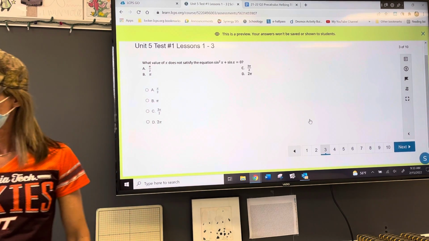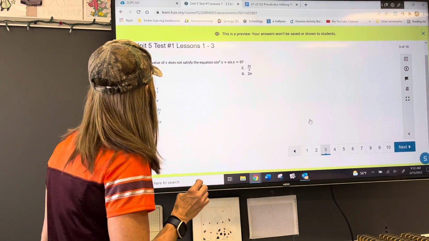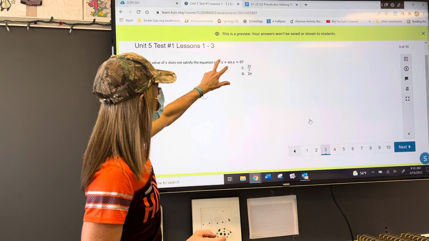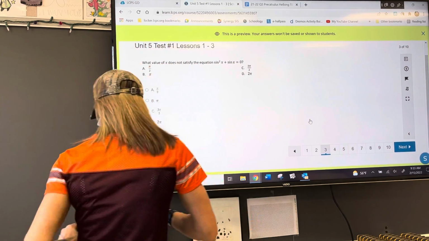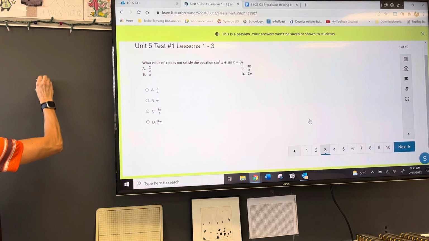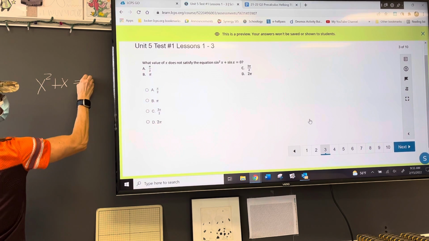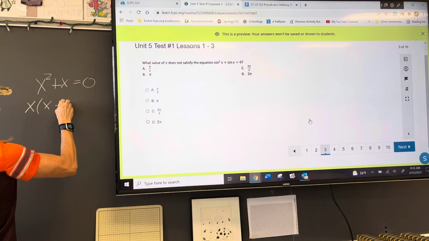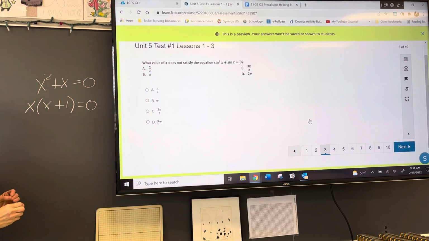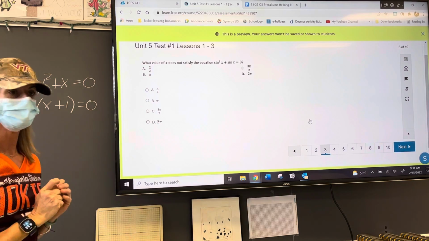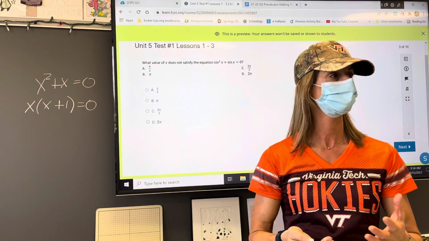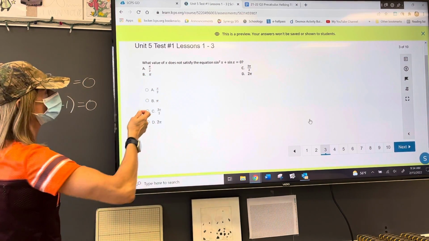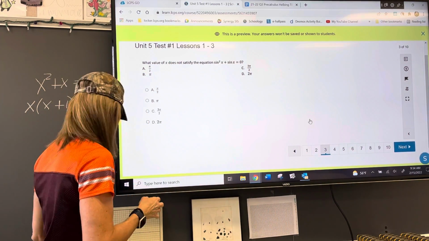Number 3. What value of x does not satisfy? This not should be capitalized so you can see it better. Does not satisfy this equation. So if this was, from Algebra 1, x squared plus x equals 0, you would solve that by factoring. You would factor out an x, and then you would use the zero product property, setting each of those factors equal to 0, and solve. This is the same thing. Instead of x's, we have sines. We good?